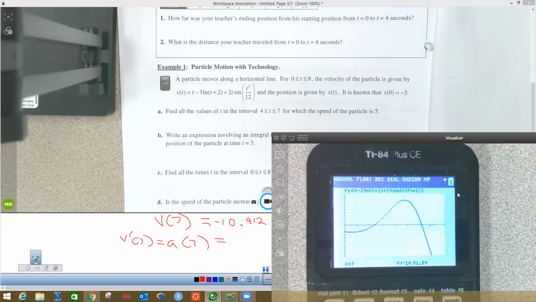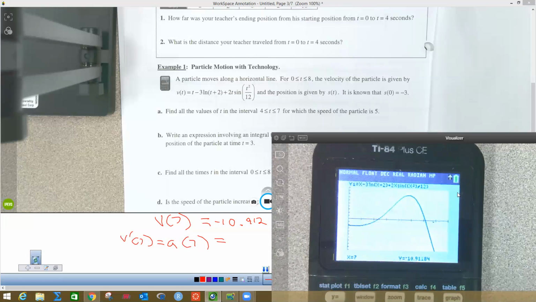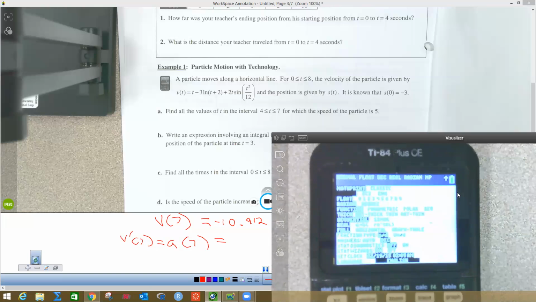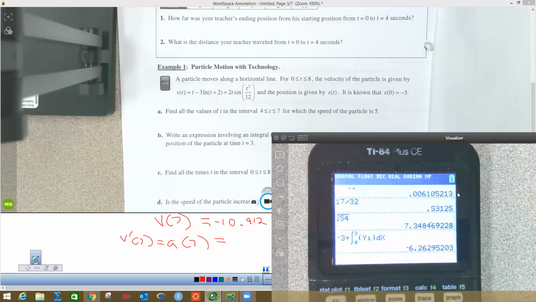So here's what I'm at 7. What I'm going to do is quit this picture. I'm going to hit second quit. Oops, I don't want that. Go back to this screen, and I need the derivative.